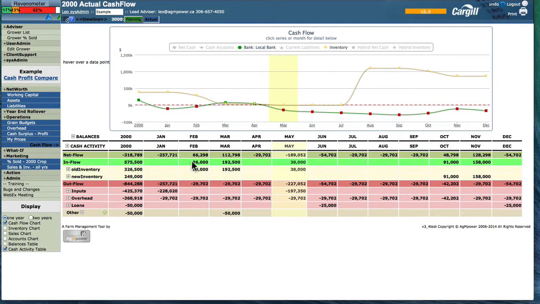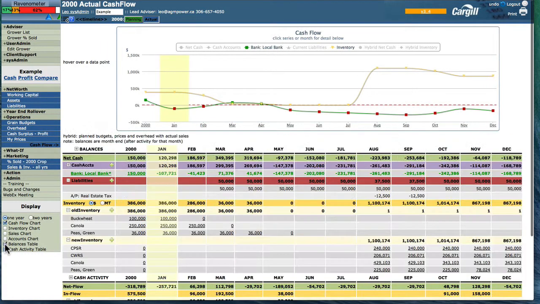Each month there are inflows, like we have of grain sales, and outflows from inputs, overhead, and loans, and it creates a net effect, which is called here a net flow. That net flow here of minus 257 in January is going to be reflected in the bank balance. 150 starting minus 257 activity leaves a negative 107. This cash flow page is a great way to see how your year starts and the activity that goes on during the year.